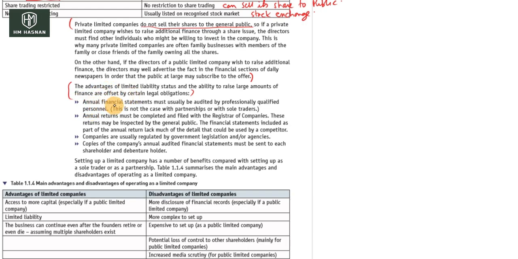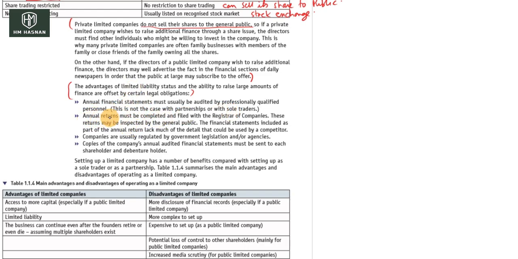Number one, the annual financial statements must usually be audited by a professionally qualified person, such as a chartered accountant. Audit is compulsory for a public limited company. But in a partnership and sole trader, it is not required to be audited.